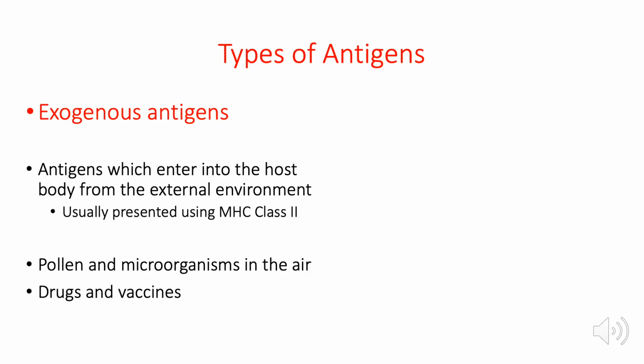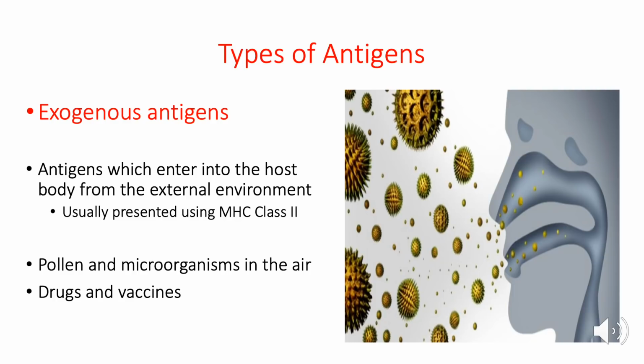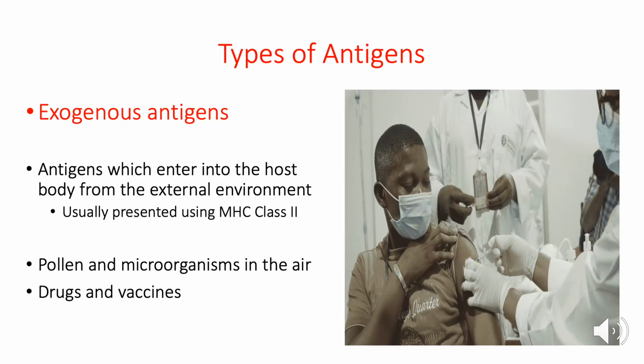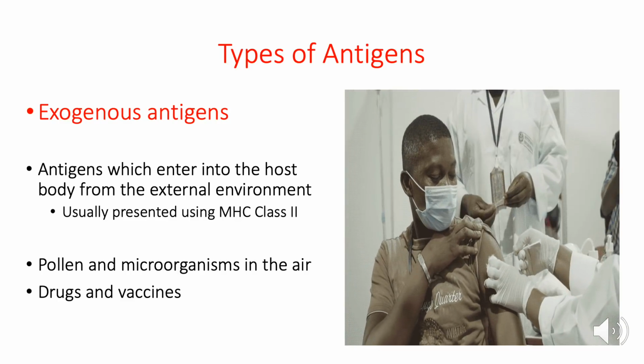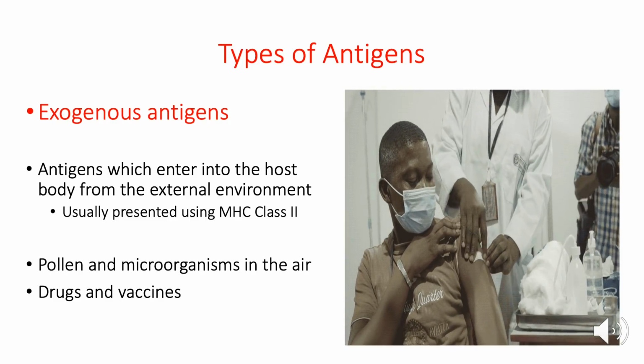Another type of antigen is exogenous antigens. These are antigens that we can find in the external environment and they will just enter our body through several ways. They can be the pollens and the microorganisms in the air. They can be the drugs and the vaccines that are injected into our body. So as long as they are from the external environment, you consider them as exogenous antigens.